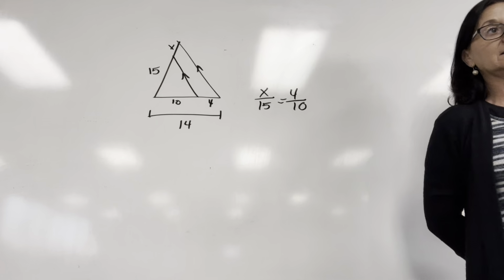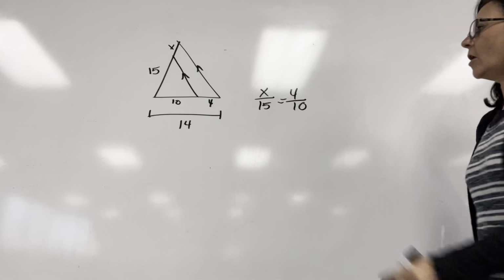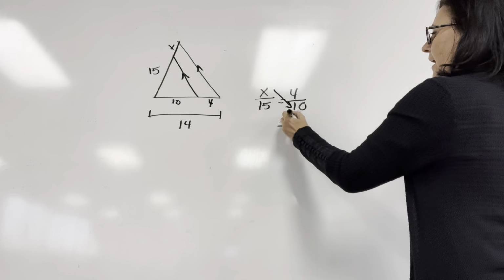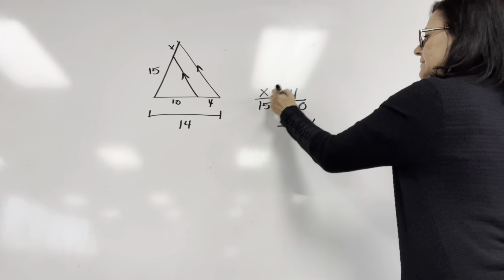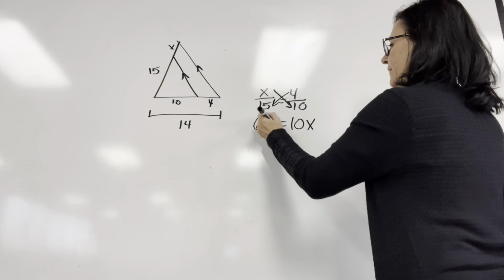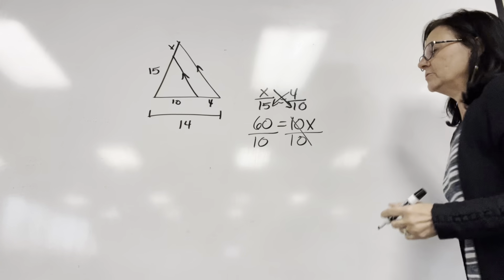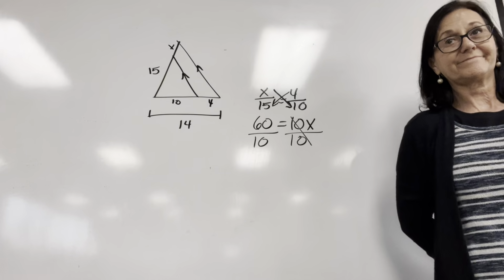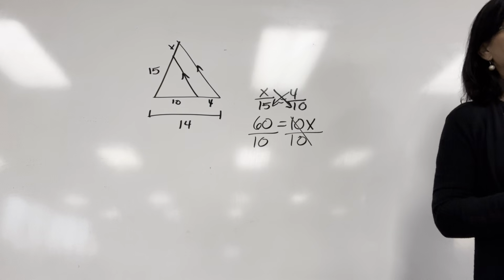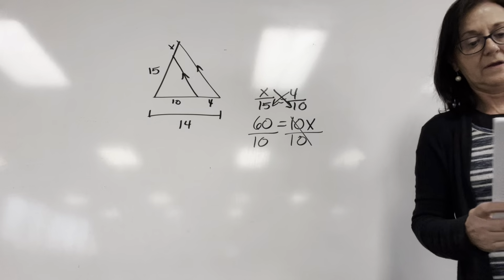This was the previous lesson. What do I do? Yes. Cross multiply. So I end up with 10x equals, what's 4 times 60? Then I divide by 10. What's the value of x? X is 6.